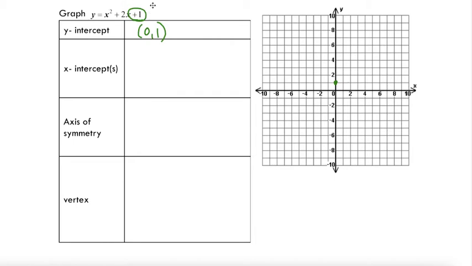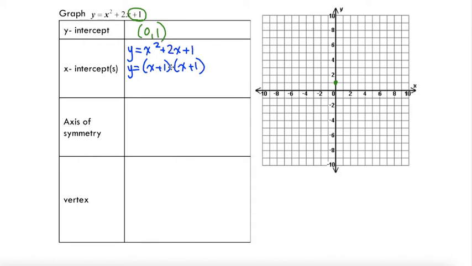Then I have to factor this trinomial in order to find my x-intercepts. So I'm looking for two numbers that will multiply to give me 1, but add to give me 2. The only numbers that multiply to give me 1 are 1 and 1. So I have y equals x plus 1 and x plus 1. So I have 1 plus 1 gives me 2, and 1 times 1 gives me 1.